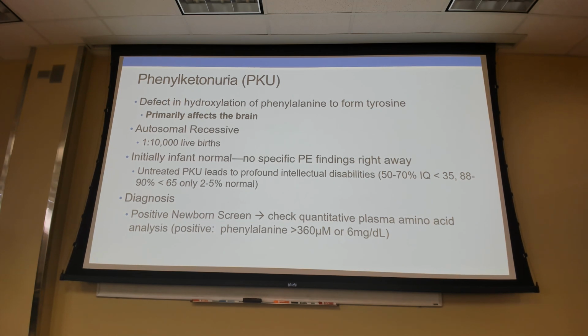What is PKU? PKU means that you do not have the enzyme that is able to take phenylalanine and break it down into the amino acid tyrosine. So phenylalanine just backs up and accumulates, which is okay until it's not okay. And then when it's not okay, it can be very, very harmful to the brain. Thus, if you have untreated PKU, you will end up with a profoundly intellectually disabled child over time. So is this child born normal or abnormal? Born normal, and then over time, untreated, becomes abnormal based on that backup and that excess of phenylalanine.